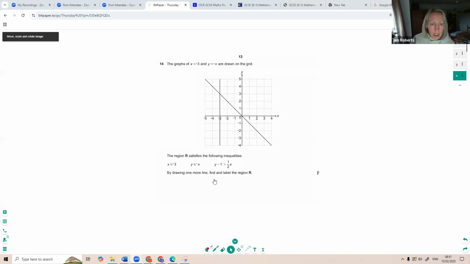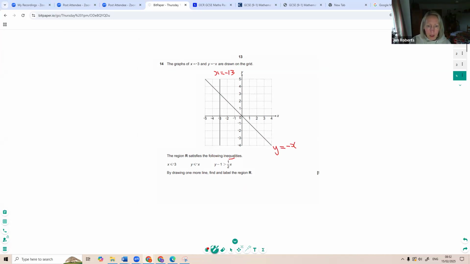The region R satisfies the following inequalities. By drawing one more line, find and label the region R. So obviously this straight line here is x equals minus 3, isn't it? That's fairly straightforward. The line going diagonally across through here would be y equals x. So this is y equals minus x. So this is the one we have to draw ourselves.